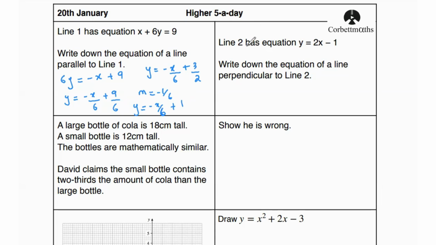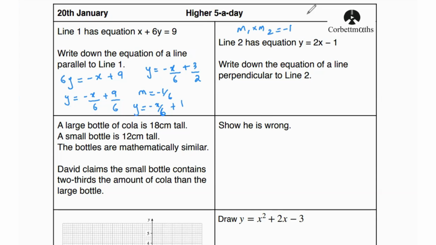And the next part it says line 2 has the equation y equals 2x minus 1. Write down the equation of a line perpendicular to line 2. So as you can see, in the first case, we were talking about the line parallel to line 1. Now we're talking about the line perpendicular to line 2. So in perpendicular lines, your m1 times m2 equals negative 1. m1 is the gradient of line 1 and m2 is the gradient of the line perpendicular to line 1.